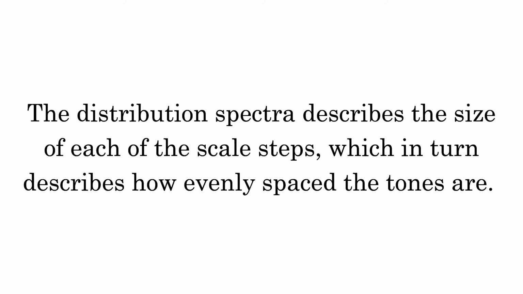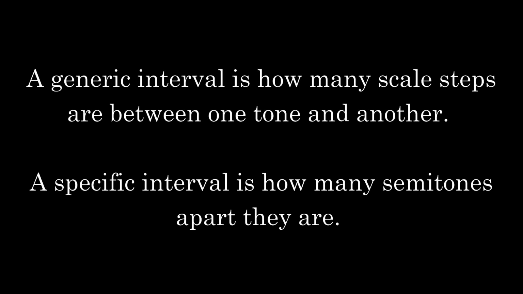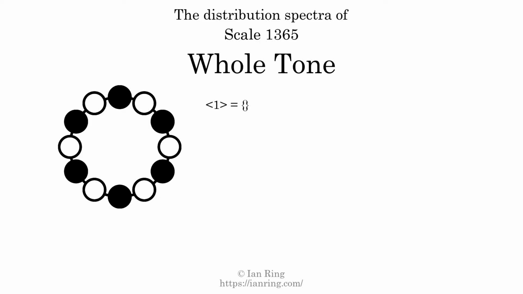The distribution spectra describes the size of each of the scale steps, which in turn describes how evenly spaced the tones are. A generic interval is how many scale steps are between one tone and another. A specific interval is how many semitones apart they are. The generic interval of one scale step has just one specific interval size, 2 semitones. The spectrum width of this generic interval is 0.